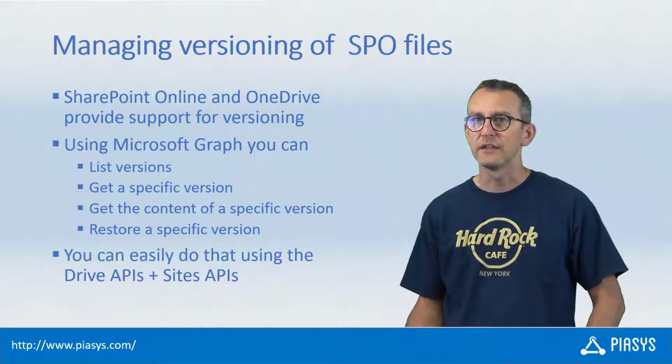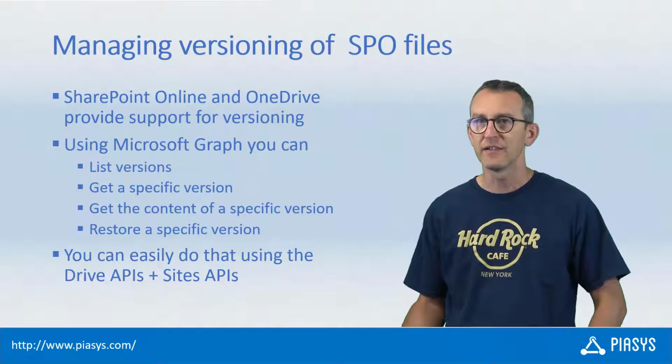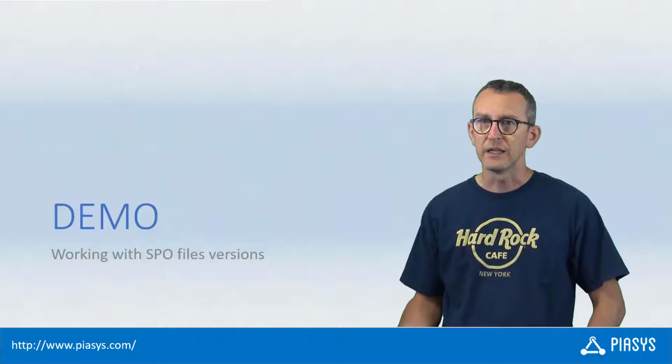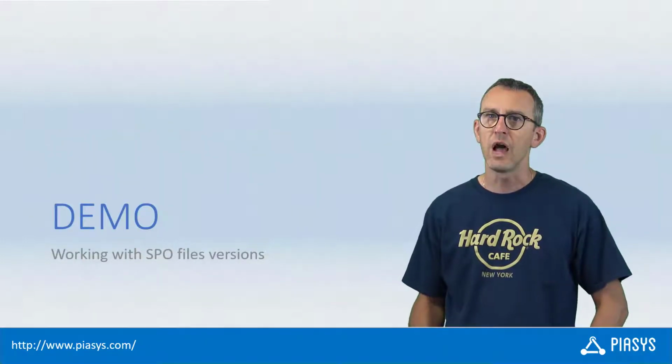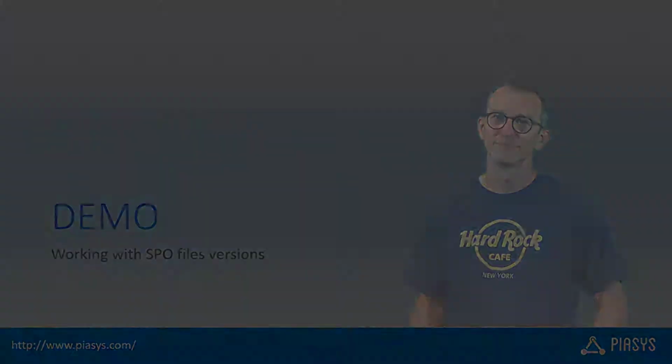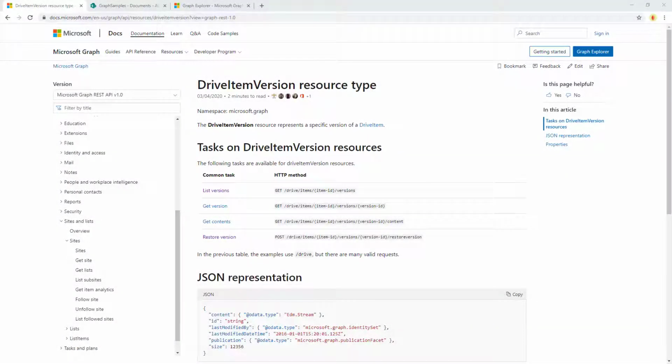You can easily do that using the Drive APIs and the Sites API in Microsoft Graph. And in the upcoming demo, I'm going to show you how you can do that in practice. So this is the entry point in the Microsoft Graph documentation where you can find additional information about the DriveItem version resource type. And here you can see the available options.